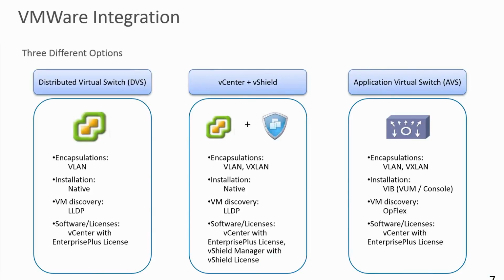As I mentioned, there are three different options. We have the distributed virtual switch, native built-in, VLAN only, LLDP or now pre-provision. And it should be noted that DVS, whether we're using it as a standard DVS, whether we are using vCenter with vShield, or whether we're using AVS, which creates a DVS but replaces the software that's running the actual virtual switch, all three of them need the vCenter with Enterprise Plus licensing, and vShield needs the additional vShield licensing.